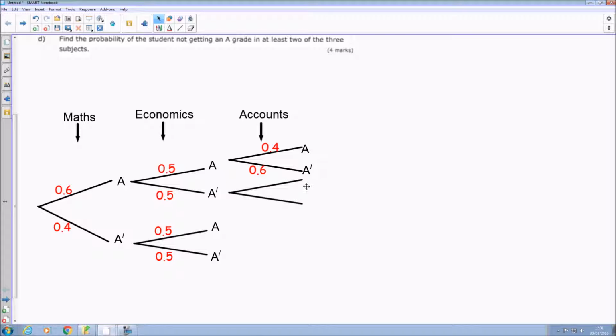Now, because the probability of getting a particular grade in each subject is completely independent of what grade was achieved in the other subject, we can repeat this branch 0.4, 0.6 for all the other results in the tree diagram.